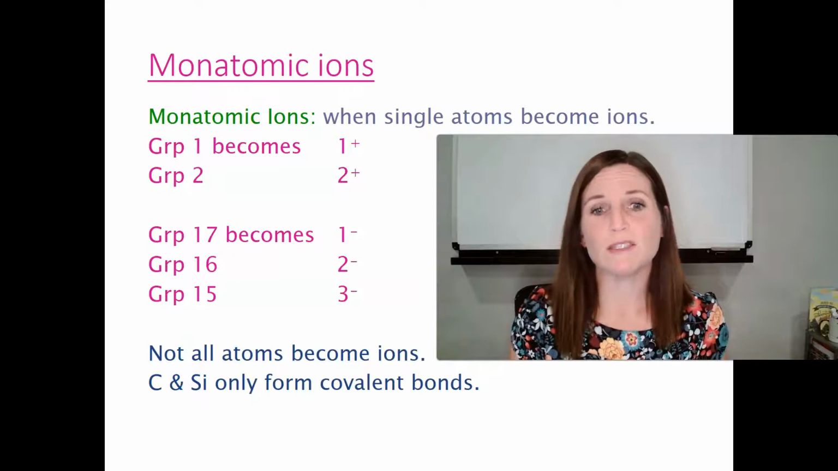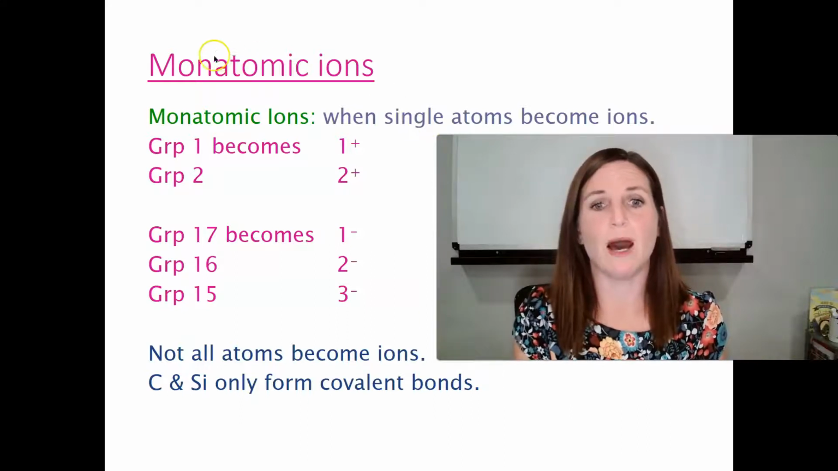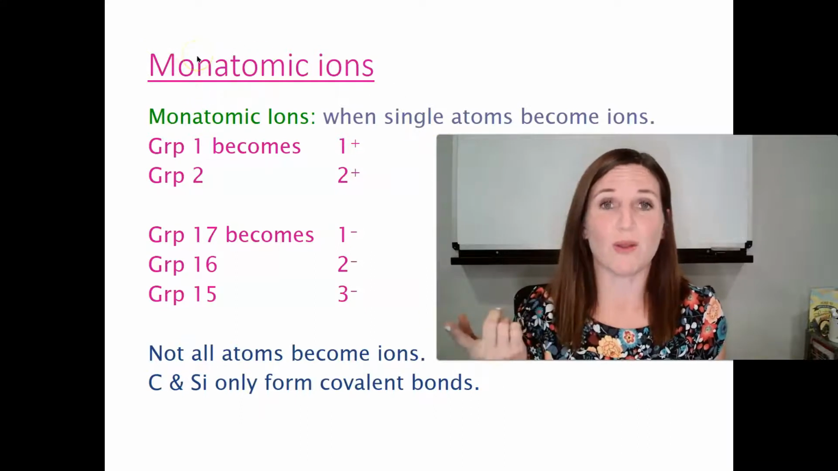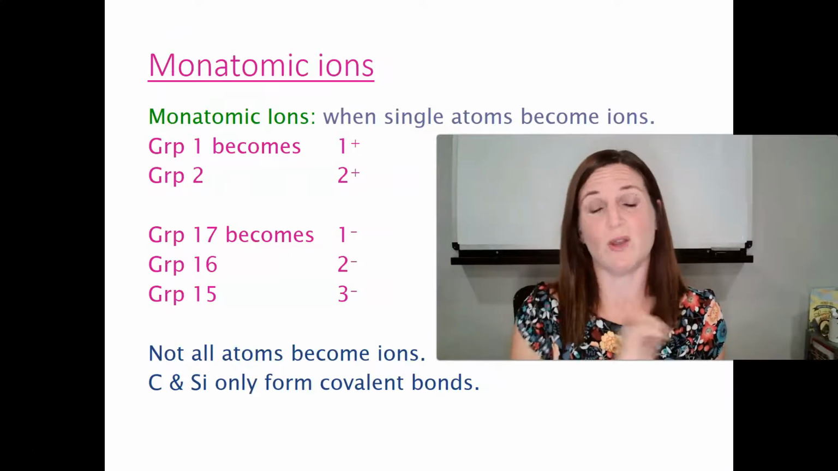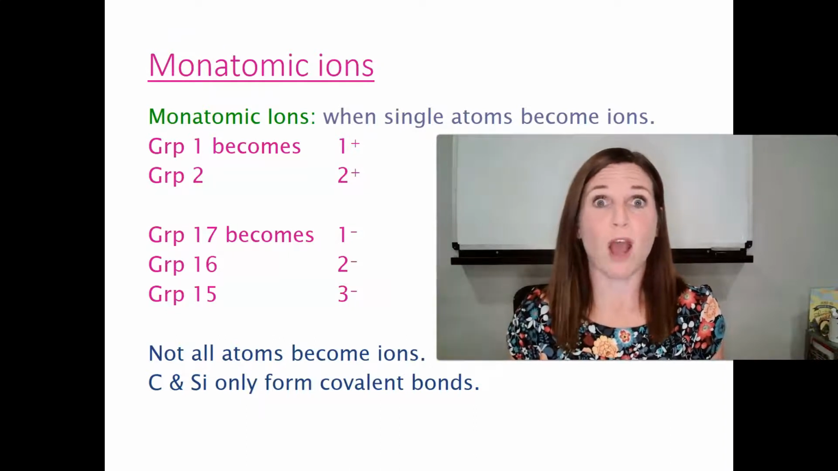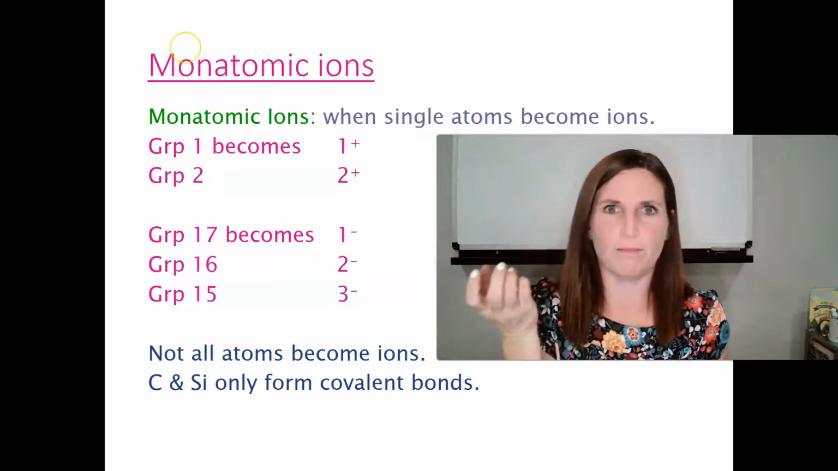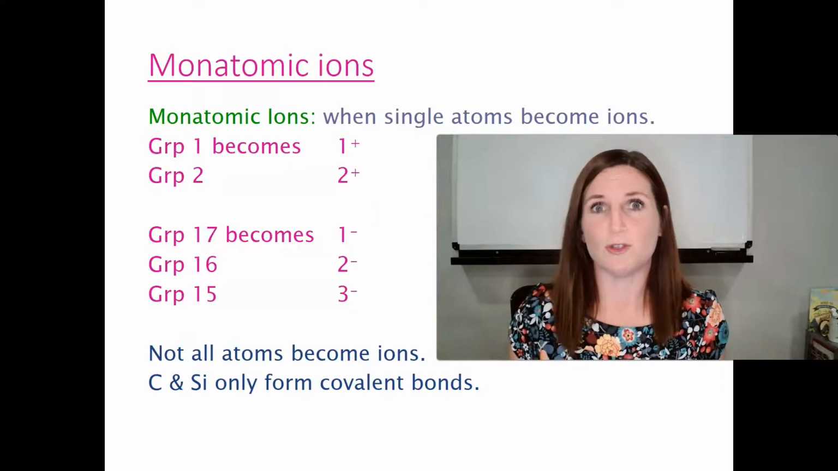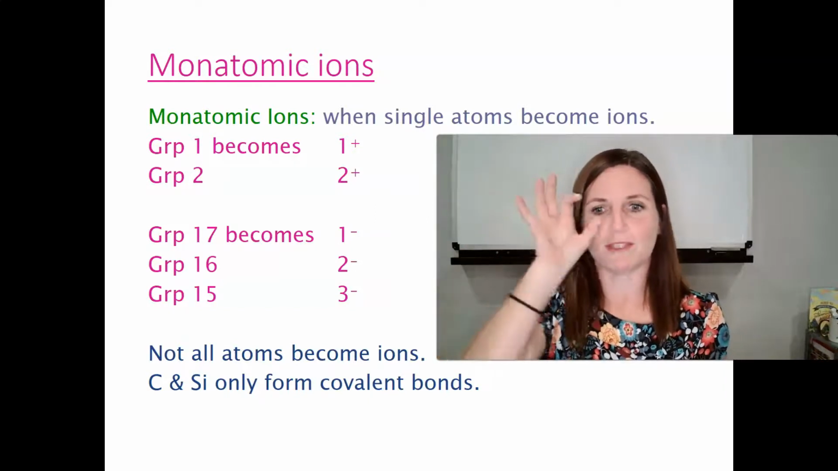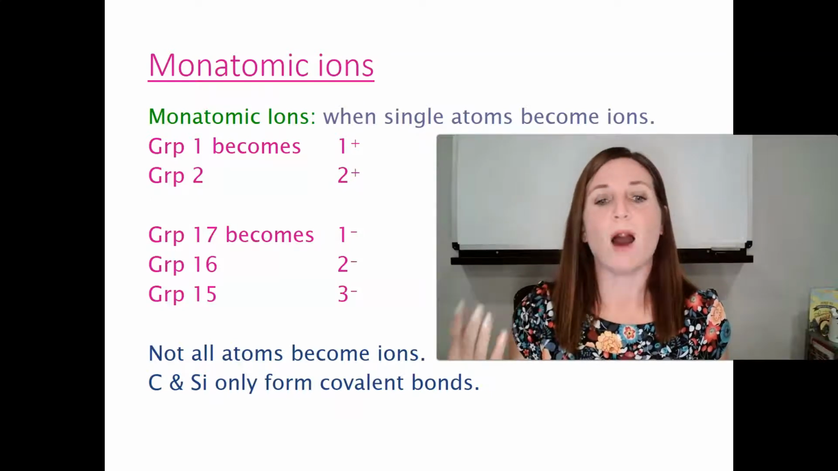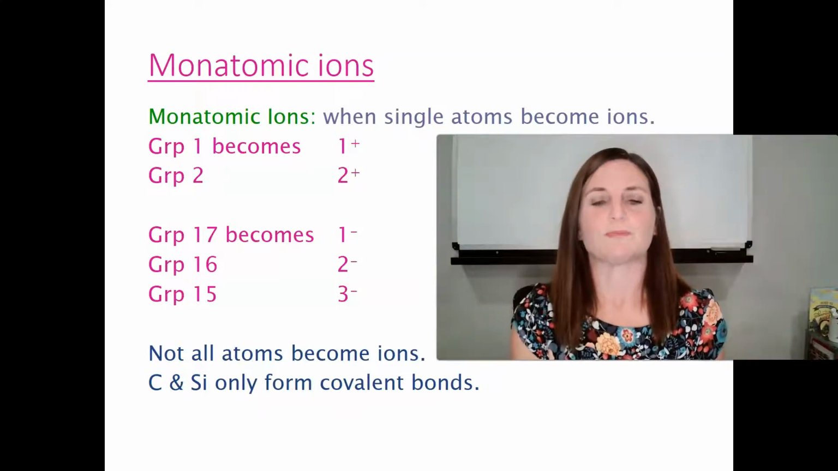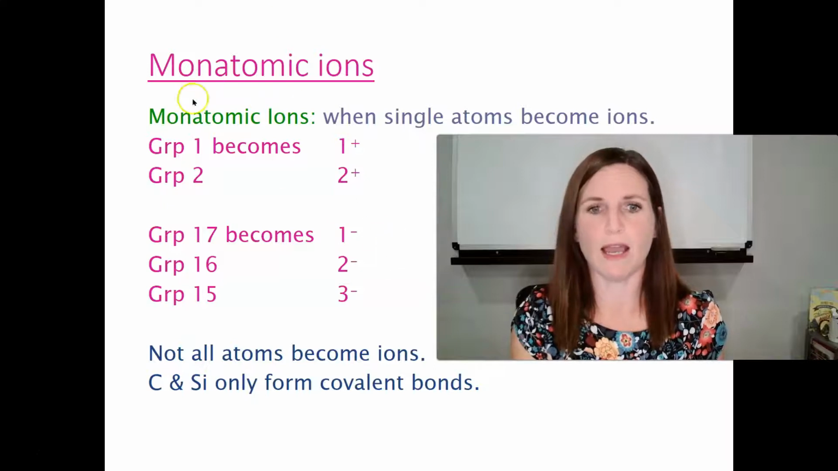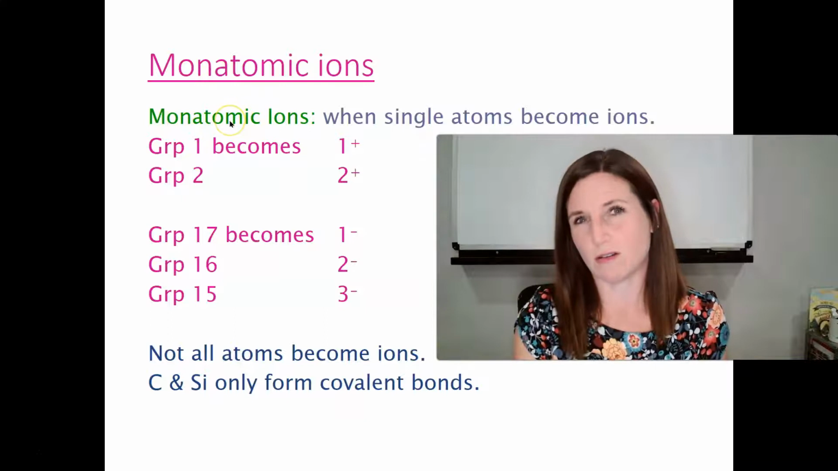So a monatomic ion, mono is one, like the monorail at Disneyland has just one rail around it. Or a monocular is just like a binocular, but it just has one. A monocle is the thing that the Duke wears in Cinderella. You know, when he plays yo-yo with his little monocle. So mono means one. So a monatomic ion is an ion, a charged atom, that is formed from just a single atom.